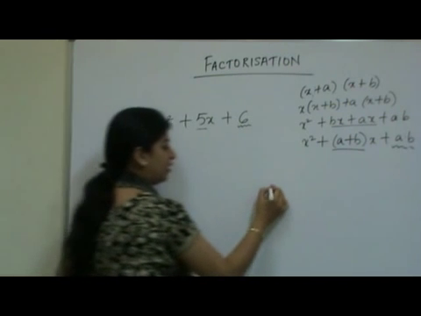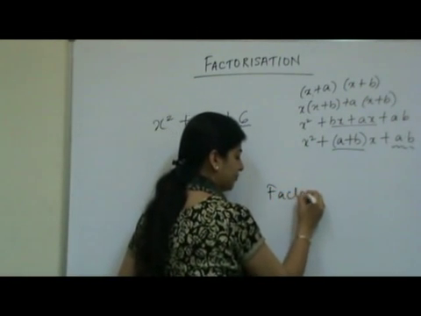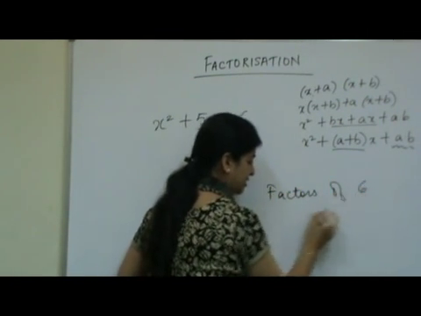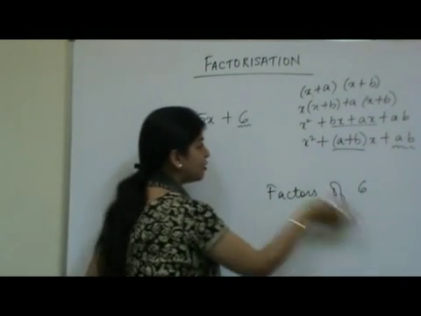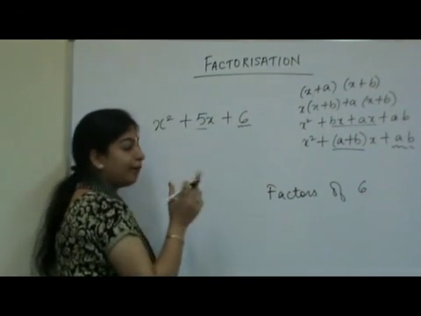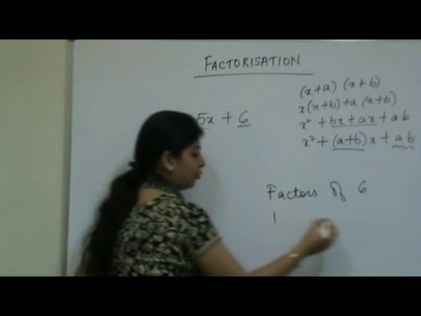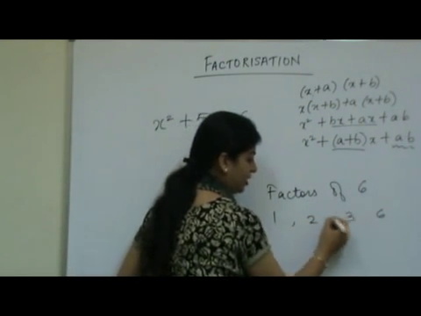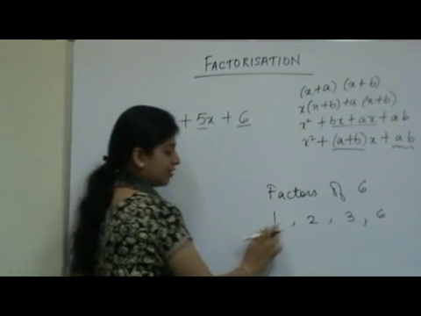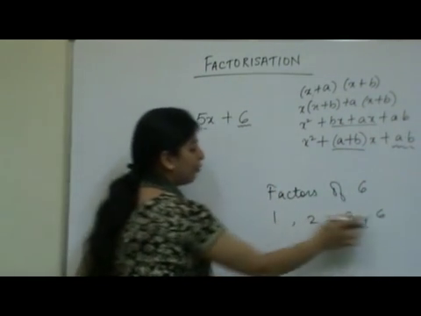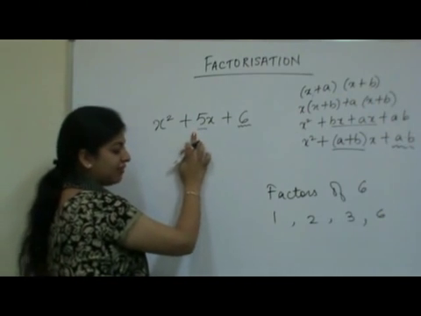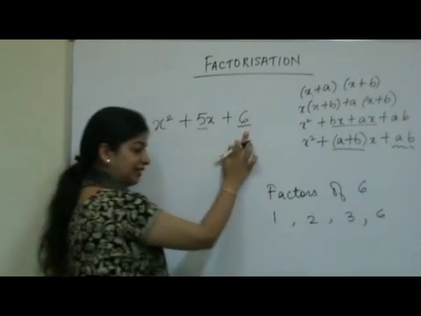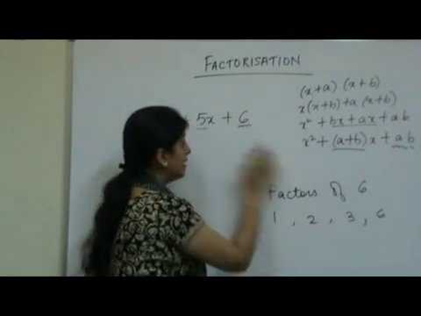So if we need to factorize this expression as the product of two binomials, we need a and b. For that we need to check what are the factors of 6 which multiply to give us 6 and which add up to give us 5. So 1 into 6 is 6, 2 into 3 is 6. These are the factors of 6. 1 into 6 is 6, but 1 plus 6 does not give us 5. 2 into 3 is 6, and 2 plus 3 gives us 5.